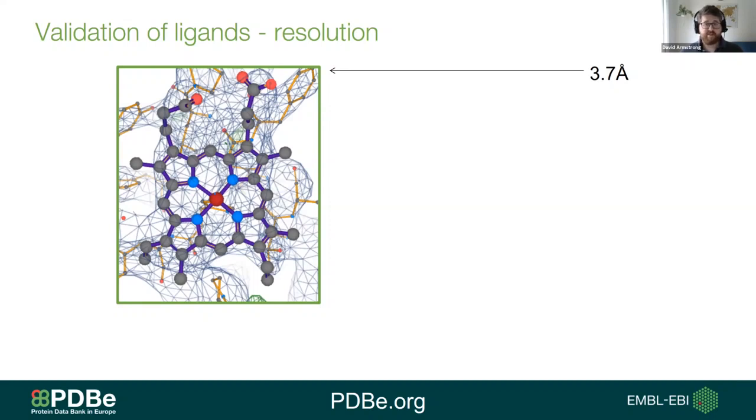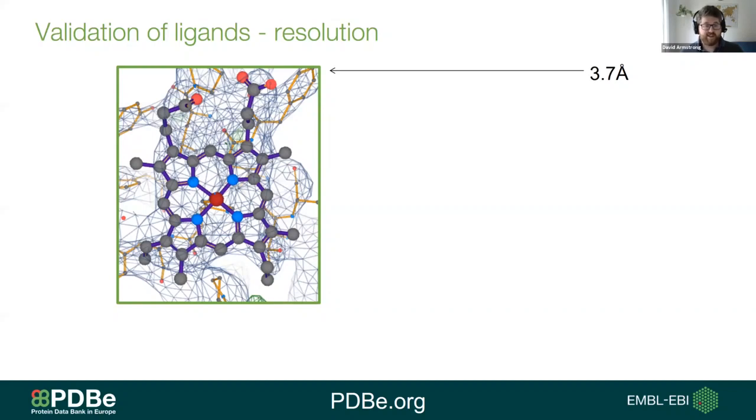The first one of these is in terms of resolution. As you'll probably be aware, the higher resolution you can get, the smaller number of angstroms, means the better quality of that data, the better clarity of the data for fitting those atoms into.